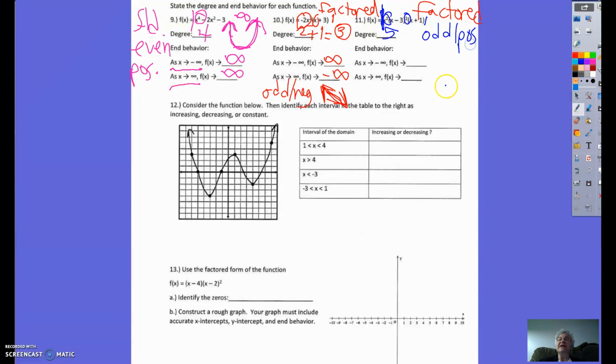Odd positive is compared to a line. The end behavior is the same as a line with a positive slope. So on the left, as I approach negative infinity, y also approaches negative infinity. As x approaches positive infinity, I'm moving to the right. That arrow is pointing up, so on the right, it's positive infinity.